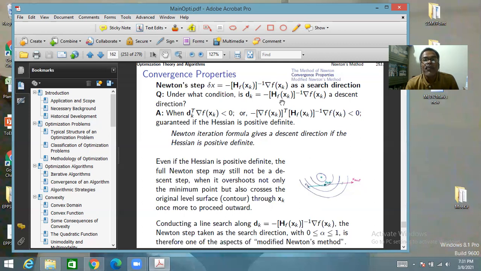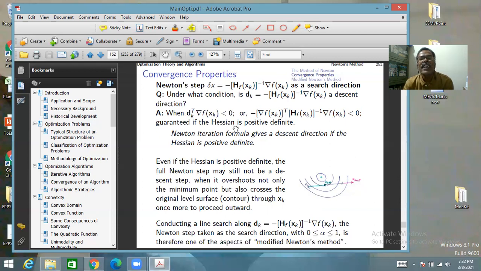So this transpose will mean grad f transpose, Hessian inverse transpose, should be negative. Inverse transpose will be inverse only, because the Hessian is symmetric and its inverse is also symmetric. So you get this. This is negative. And under what condition would this be guaranteed?